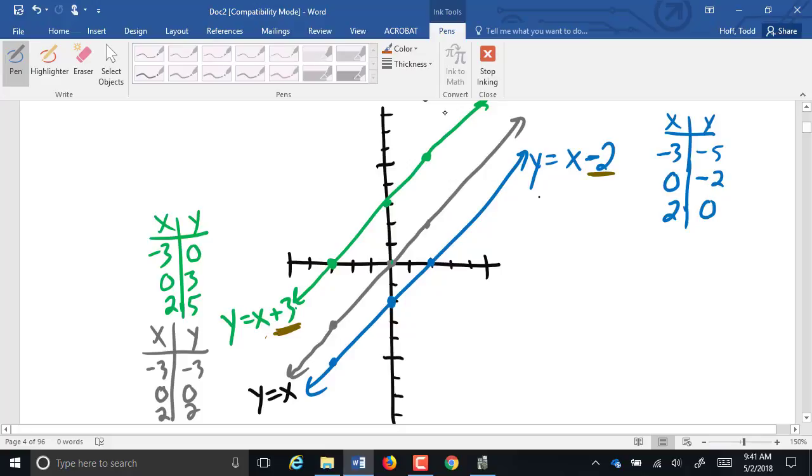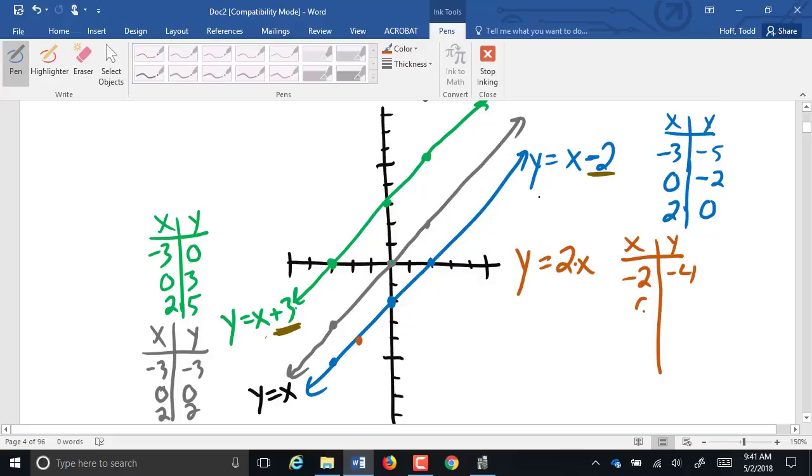Well, let's try something like this. Y equals 2x. We're multiplying x now. 2x really means 2 times x. So let's try values for x. If x were negative 2, what would y have to be? What's 2 times negative 2? Negative 4. So negative 2, negative 4, that's right here.